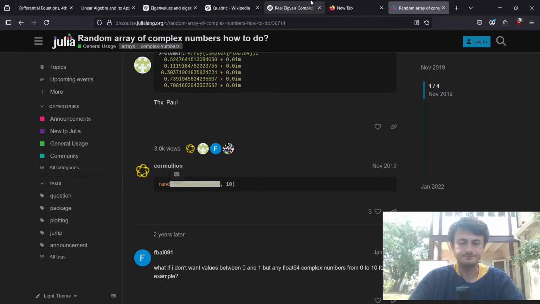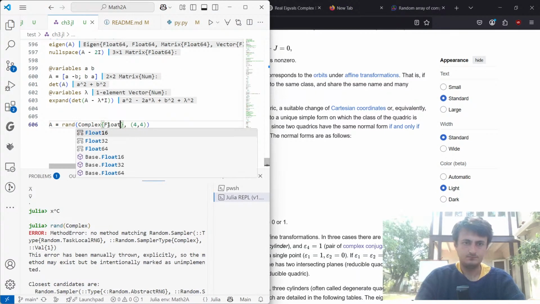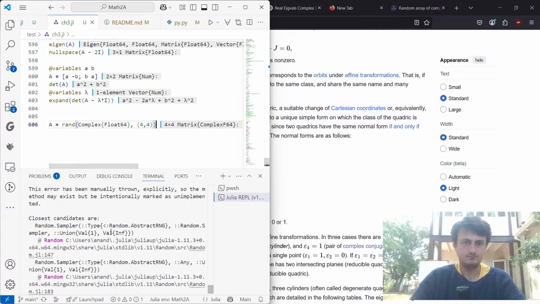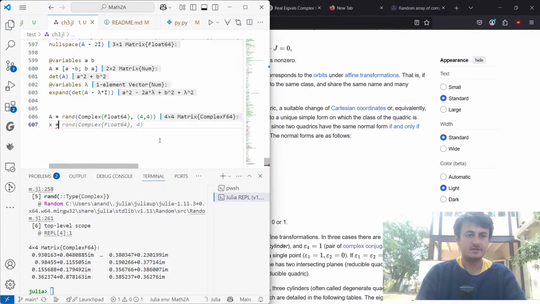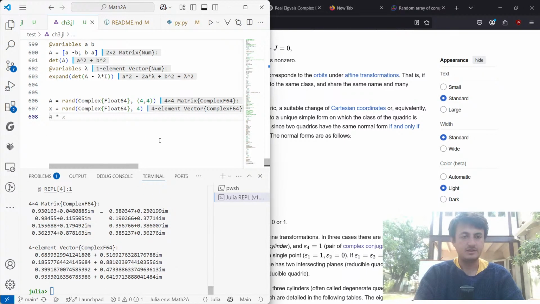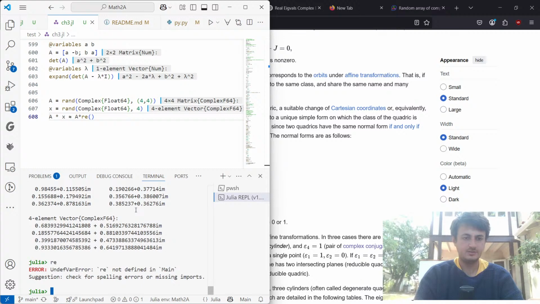Okay, there we go. Here we have a 4 by 4 where we have complex numbers, and then we have an x, which is equal to this. Now, A times x, approx, A times re. Is re a thing? Re called real?